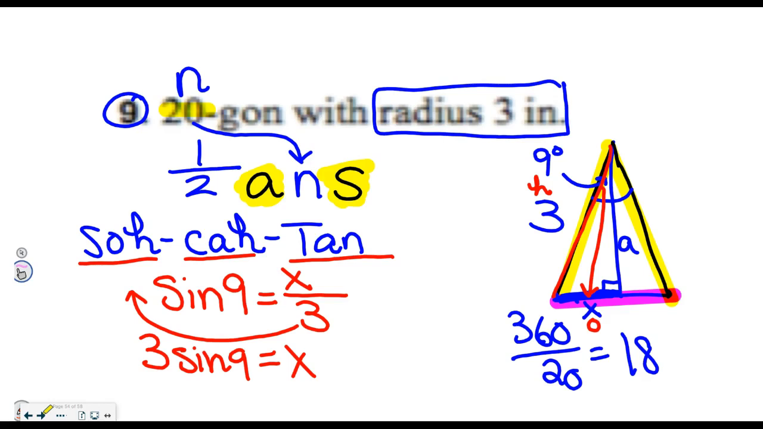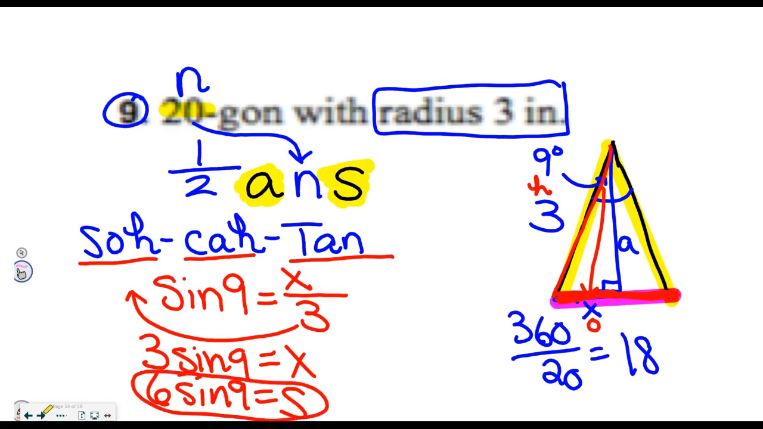How are we doing, Els? But that's only this part of it. I need the whole side. So instead of 3 sine 9, guess what I'm going to use? I need to double it. So I'm going to use 6 sine 9, because I've got to double it to get the whole side length down there. So we'd have 6 sine 9 is equal to the side length. I'm going to circle it.